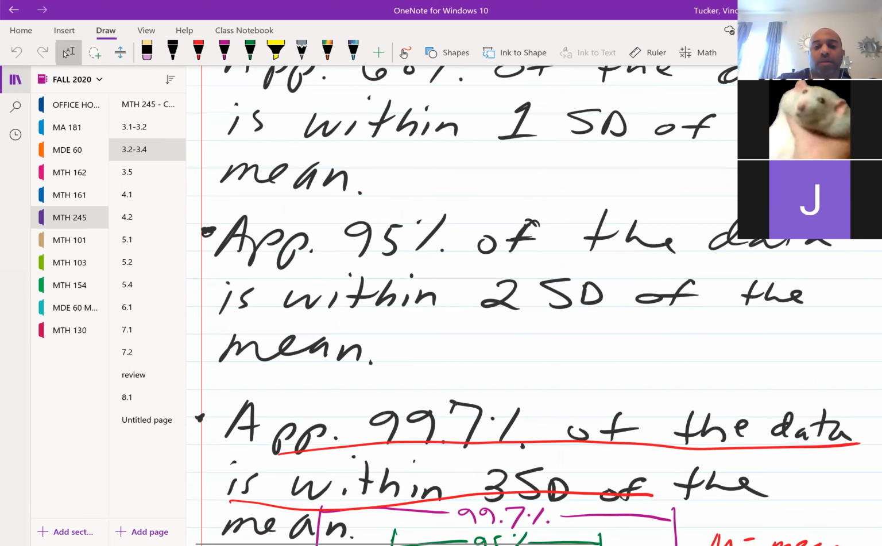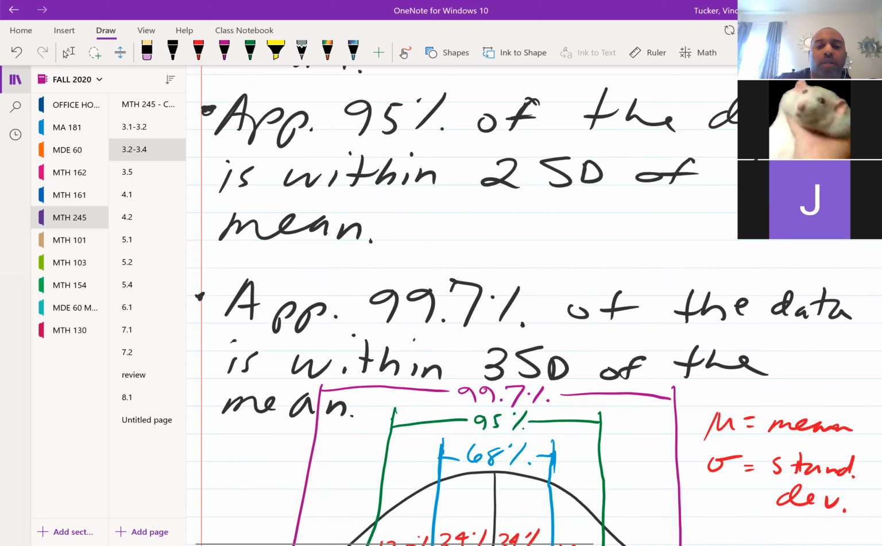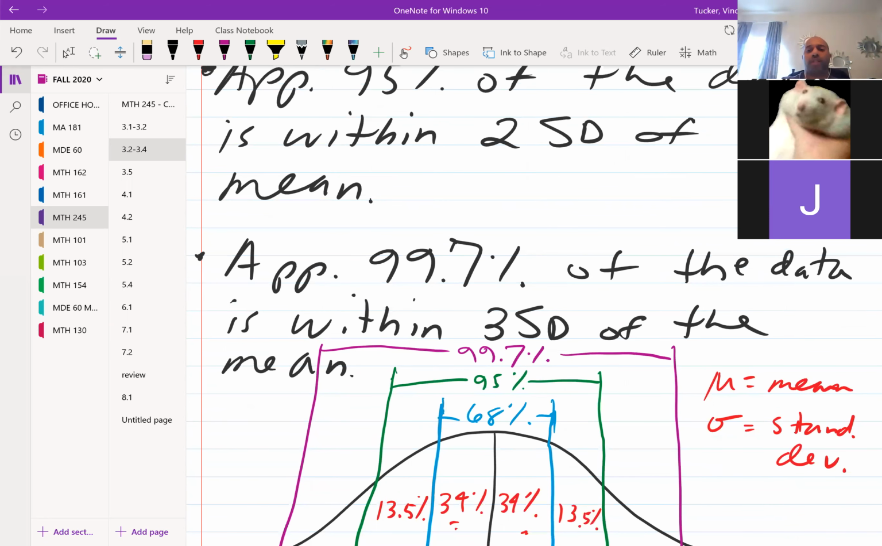All right. So then approximately 99.7% of the data is within 3 standard deviations of the mean.